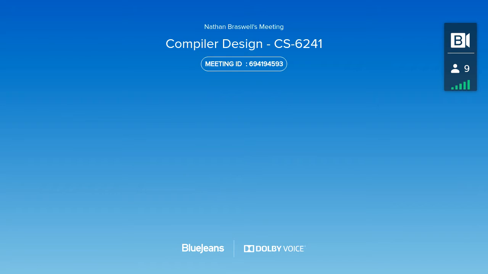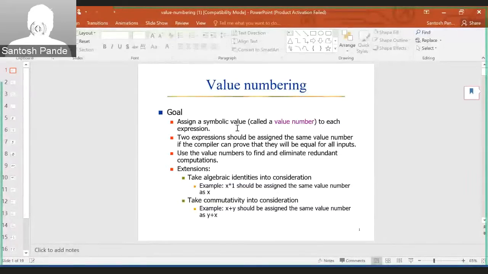Okay, let me share the screen. You're able to see the value numbering? Yes.